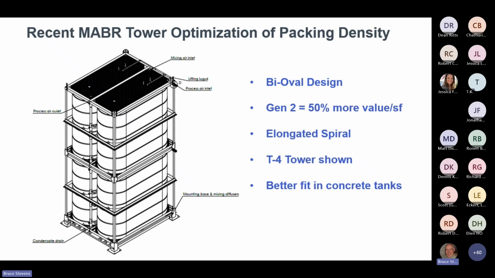So it's just an elongated spiral. It has two posts to feed the air and remove the air from the center, and it's a little bit more effective that way. This is a T4 tower showing 8 spirals together in one frame. It's about 7.5, 8 feet long by 6.5 feet wide, and this is literally 5.2 meters tall at the top. It's a much better fit in concrete tanks than the circular design, which had more dead space. So this has enabled us to get better fit in smaller tank volumes overall.